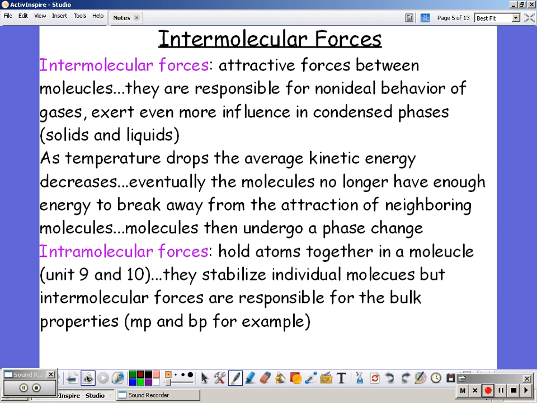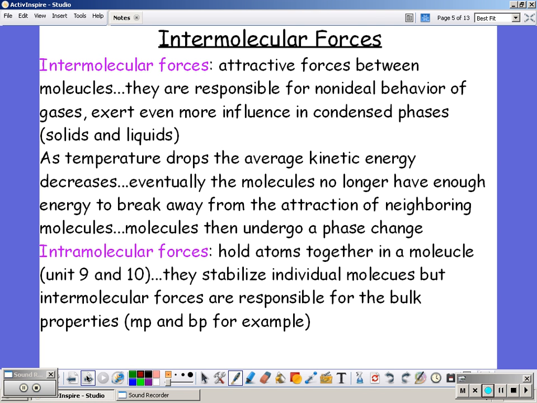So as the temperature drops, the average kinetic energy decreases. Eventually, the molecules will no longer have enough energy to break away from the attraction of the neighboring molecules. So they no longer have enough energy to break the intermolecular forces. Then the molecules undergo a phase change. So we're not breaking bonds and we're not forming bonds, but we're forming attractions.